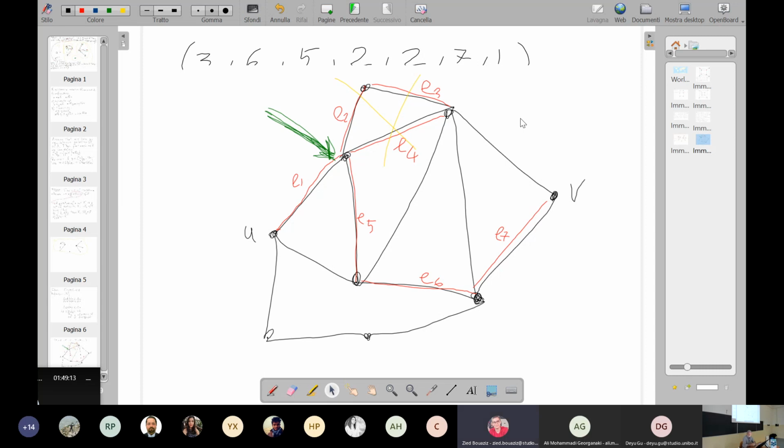May I suggest something, Professor? No, your voice didn't come properly. I'm sorry. Can you repeat slowly? May I suggest a solution for the repeat of the vertex? Go on.